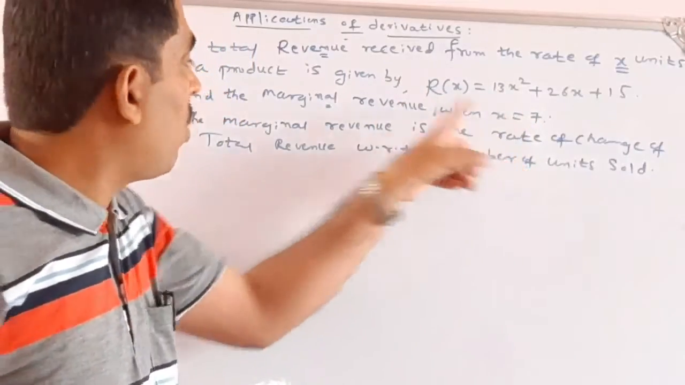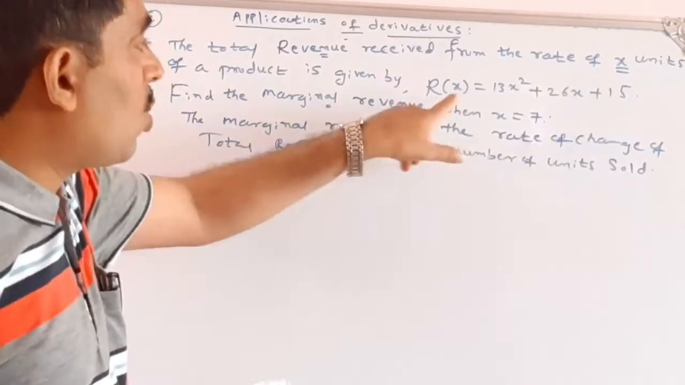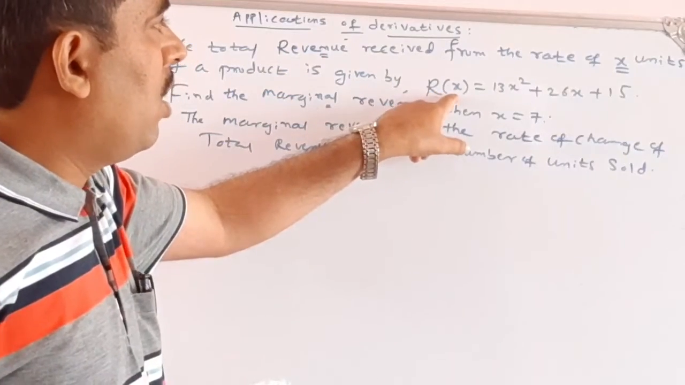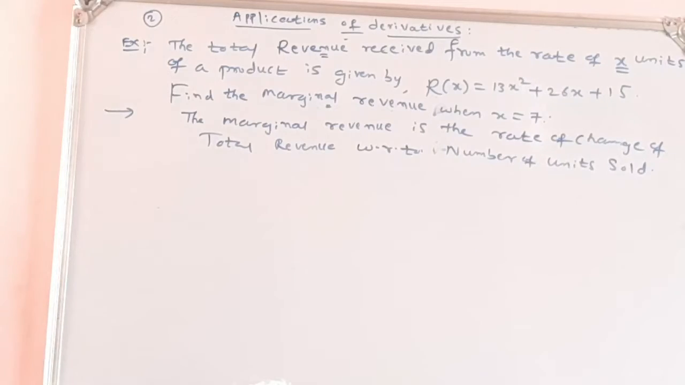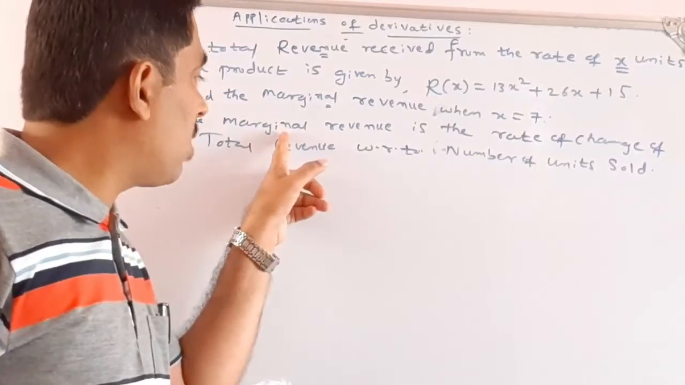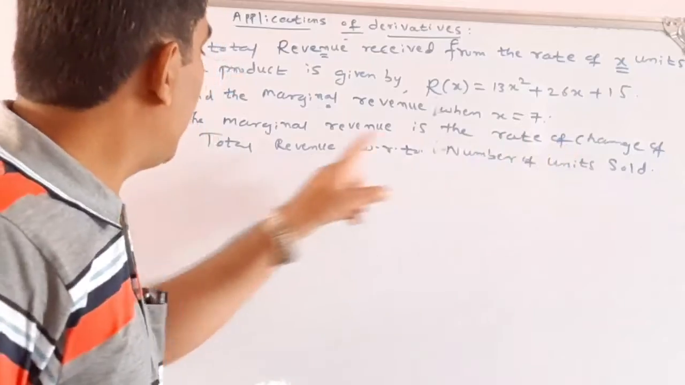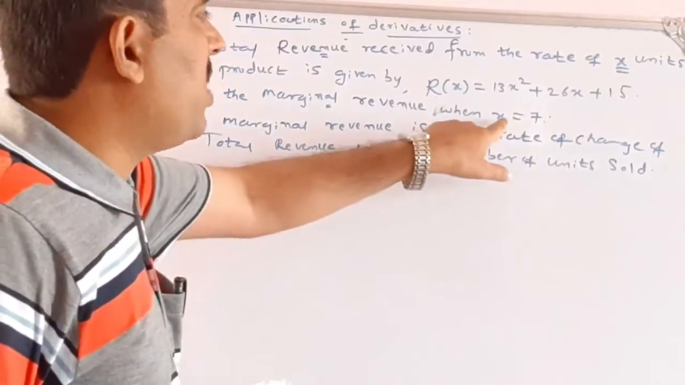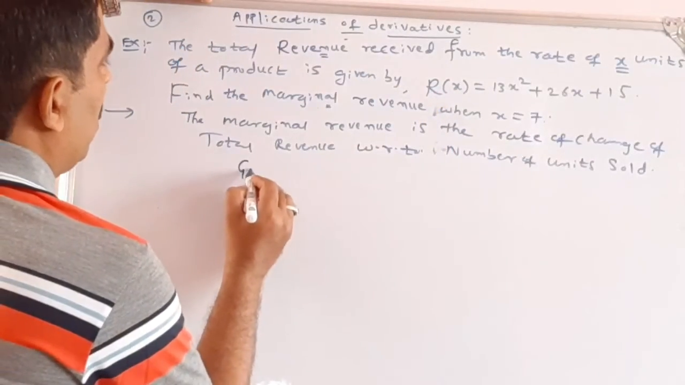Okay, when x is equal to 7, what will be the marginal revenue? So marginal revenue means what? This is the total revenue received from the sale of x units of a product. We have to find out marginal revenue. Marginal revenue is nothing but the rate of change of total revenue with respect to number of units sold. Here, number of units sold means x.